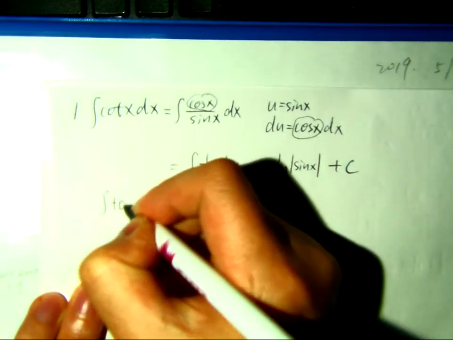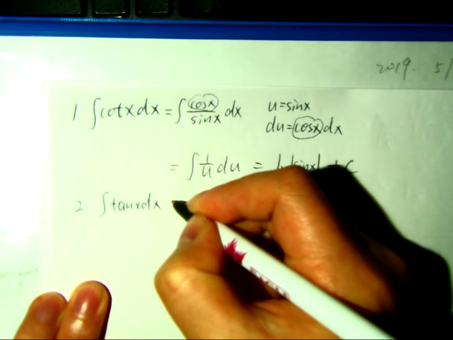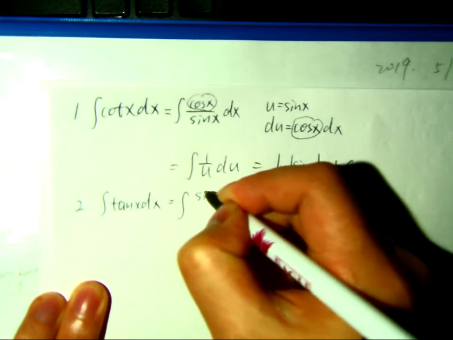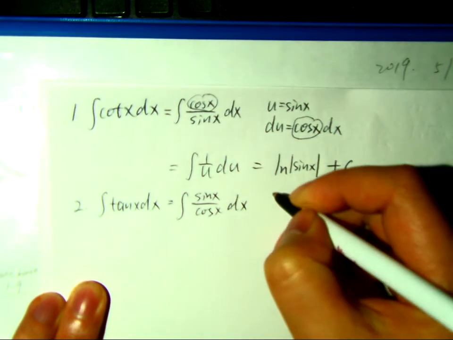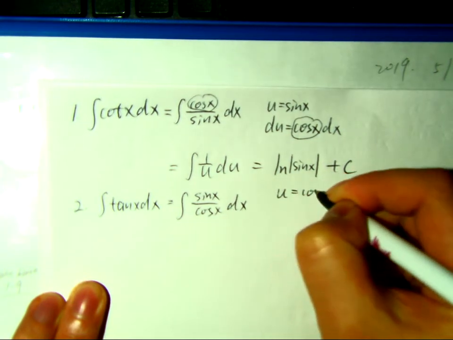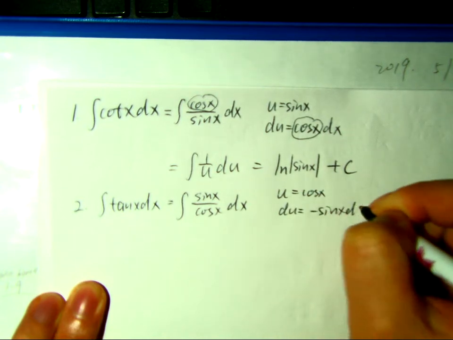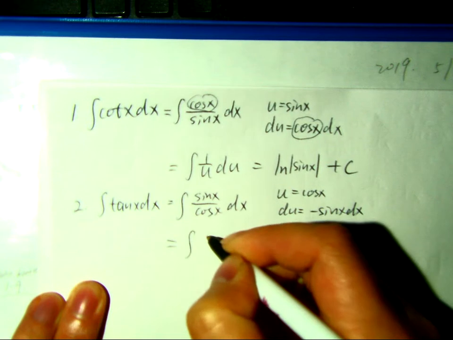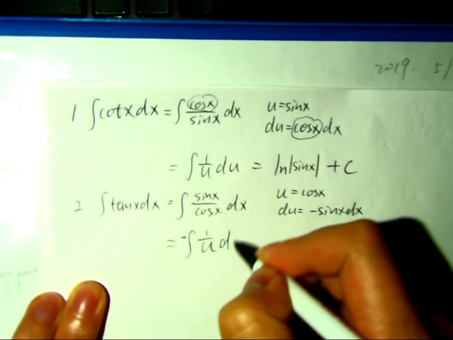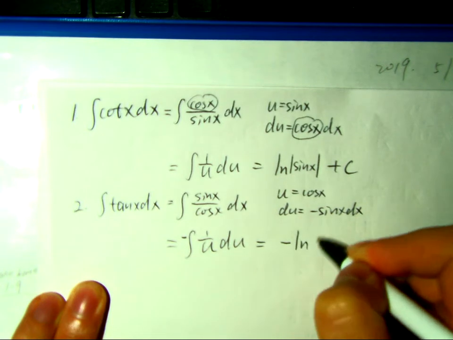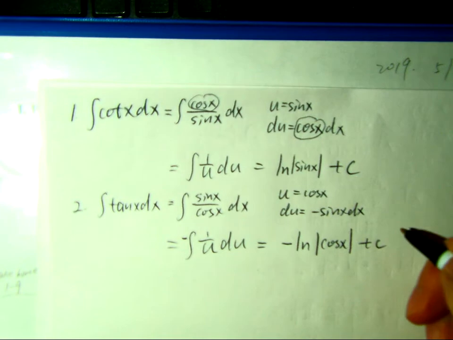Okay, same thing if we have a tangent. We also change this to sine over cosine. And doing u substitution, u is cosine this time. So du will be negative sine. So the answer will be integral 1 over u, but with a negative sign in front. So the answer will be negative natural log absolute value of cosine x plus c.